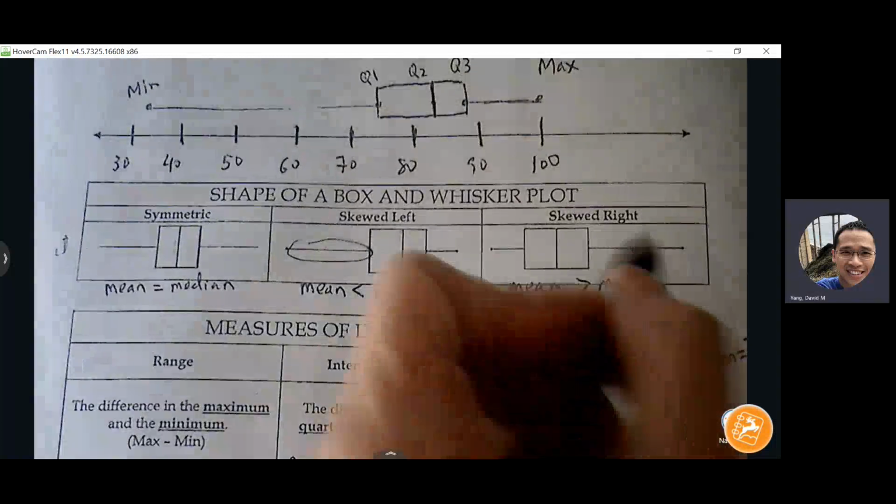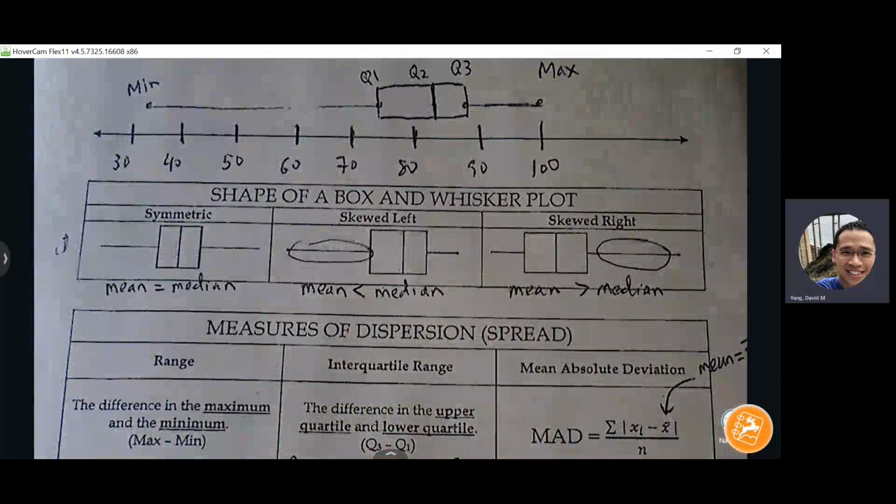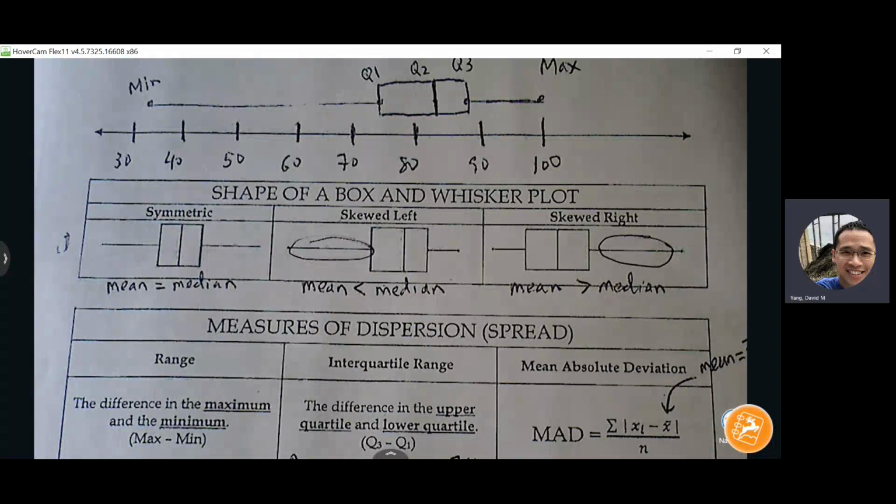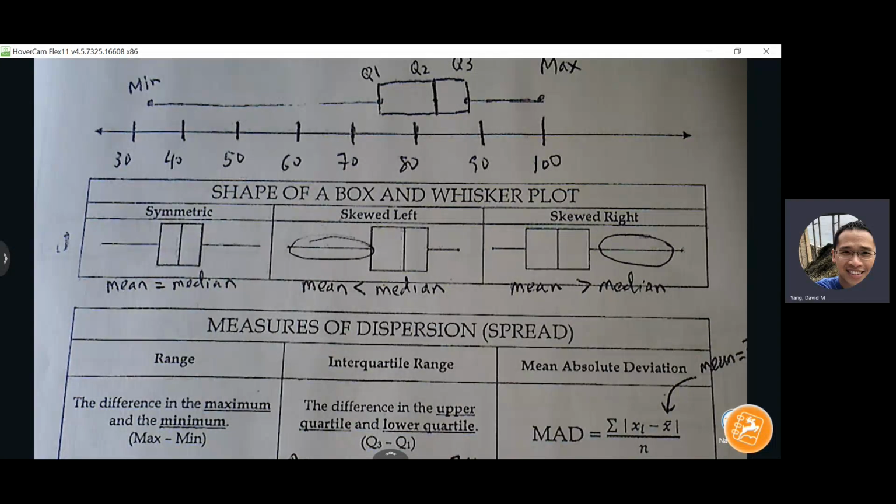Skew right: look at the whisker. Whichever side has a longer whisker is going to be the direction of your skew. So here it's skewed right. Here, most of the scores are pretty low, but then there's going to be one really high grade that's going to bump up your average. Your median is going to be pretty low, but your mean is going to be a little higher.